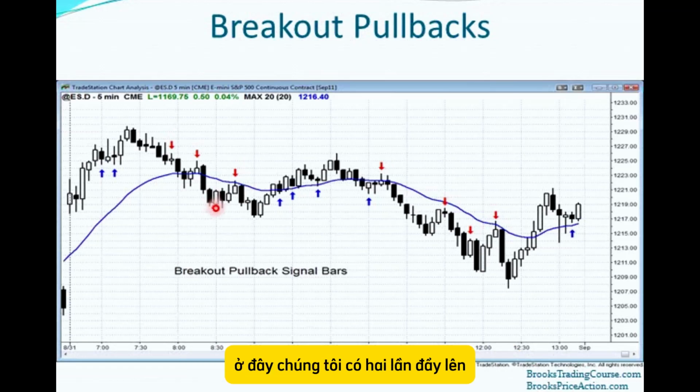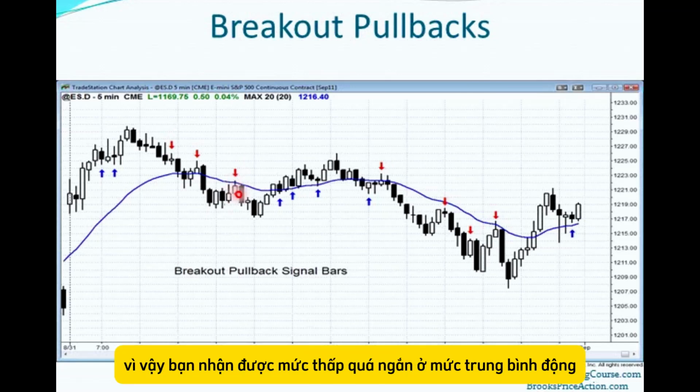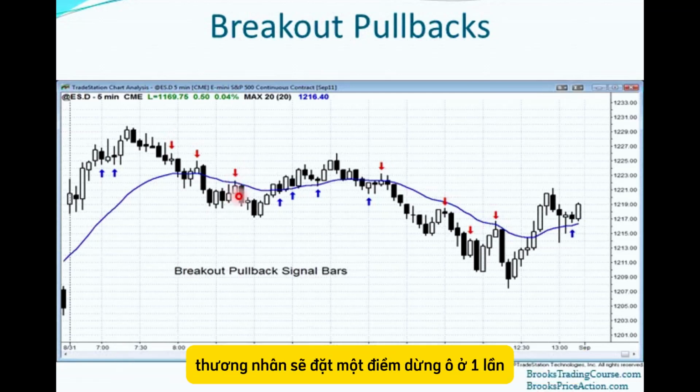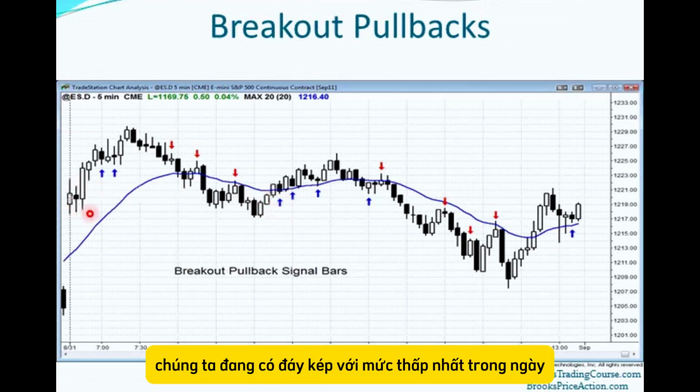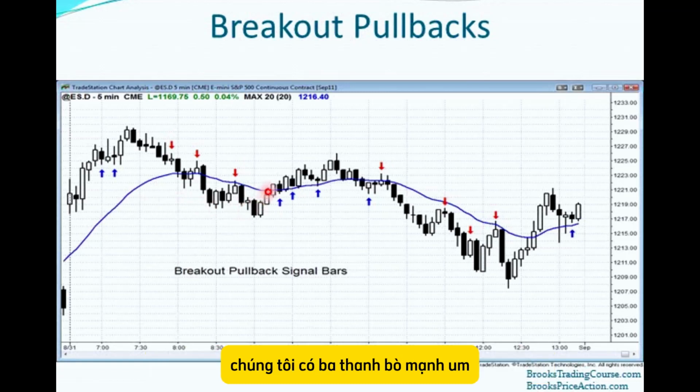Here we have 2 pushes up, a push up here, and then down, push up here. So you get a low 2 short at the moving average. Traders will place a sell stop at 1 tick below the low of that bar, and they'll get filled here for a scalp. Here we're trying to reverse up. Maybe we're getting a double bottom with the low of the day. We have 3 strong bull bars.